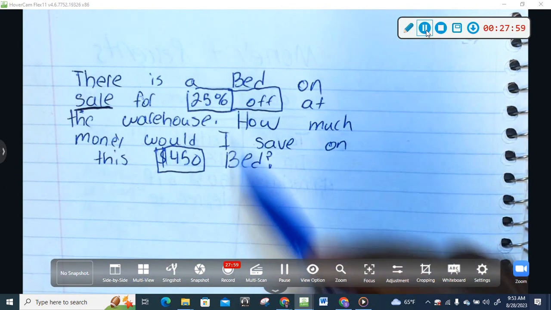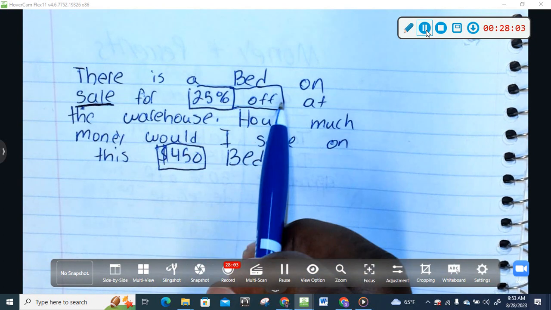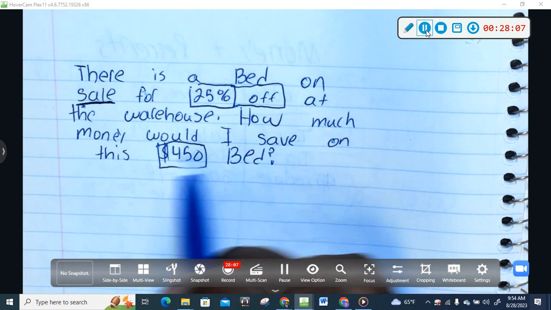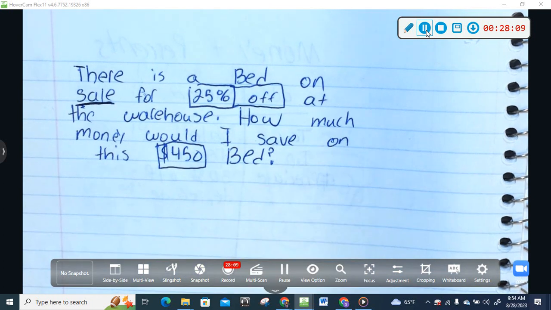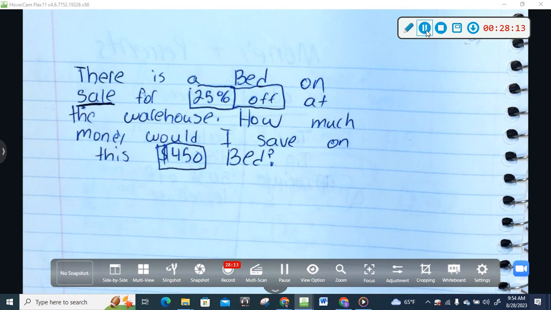All right, so again, I'm going to read the question. There is a bed on sale, 25% off, I'll box it in, at the warehouse. How much money would I save on this $450 bed? All right, so just like I said, first things first, I got to find my percentage.